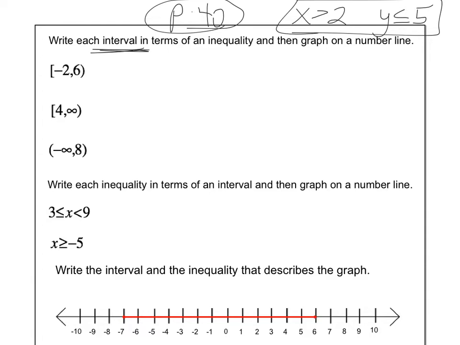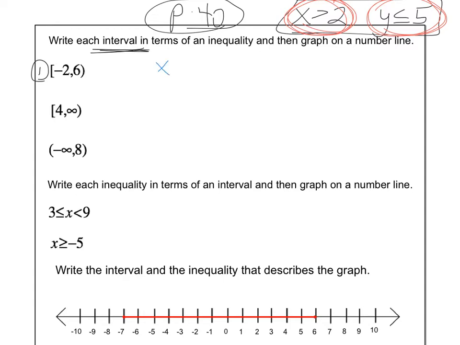If you take a look at this first example problem, we're trying to write each interval in terms of an inequality and then graph it on a number line. When you see two numbers like this, it almost looks like an ordered pair, but notice the bracket by the -2, that means we're going to include it. Back up here on the top right, y is less than or equal to. That little equal sign gives it a bracket. Without the equal sign, just greater than, like x is greater than 2, we would leave it as a parenthesis.